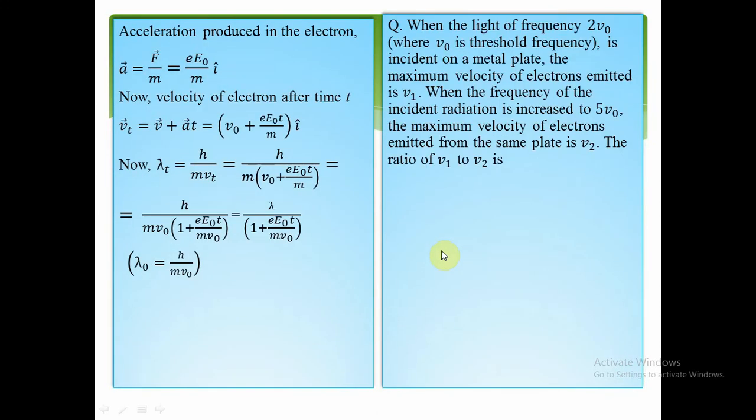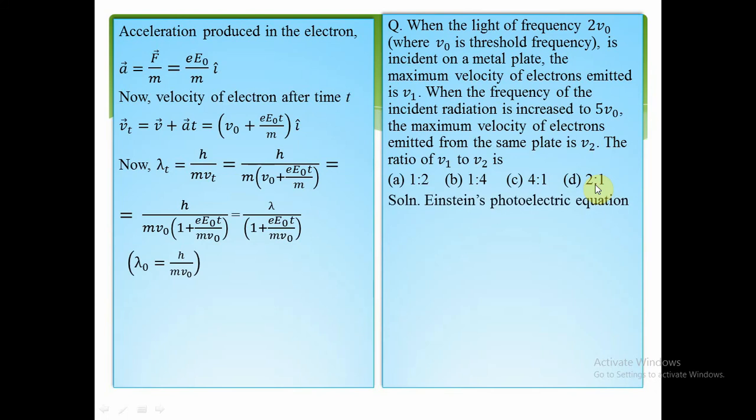Next question: when light of frequency 2 V naught, where V naught is the threshold frequency, is incident on a metal plate, the maximum velocity of the electron emitted is V1. When the frequency of the incident radiation is increased to 5 V naught, the maximum velocity of the electrons emitted from the same plate is V2. The ratio of V1 to V2 is, the options are 1:2, 1:4, 4:1, 2:1.